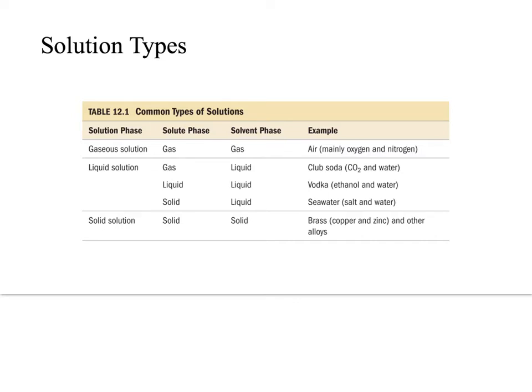So it's possible to have a gas-gas solution, and then all different types here: gas liquid, liquid liquid, solid liquid, and even rarely solid solutions. Okay, looking at the examples, a gas solution would be air. Air is not pure oxygen. The major component is nitrogen.